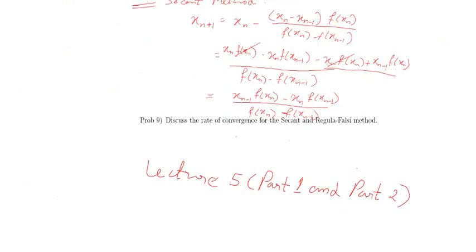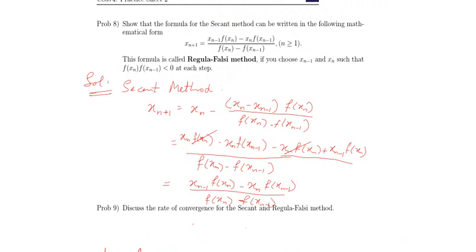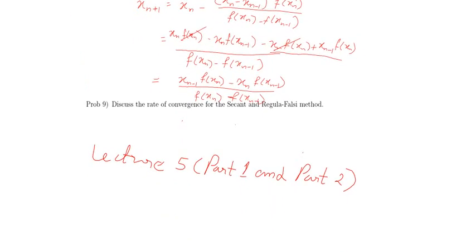In problem number 8, you have to just rewrite the secant method and you will obtain the method, so there is nothing to discuss here. For problem number 9, you have to discuss the rate of convergence for the secant and Regula-Falsi methods. You can see lecture number 5, part 1 and part 2, where it has already been discussed, because the secant and Regula-Falsi methods are similar, only the steps are different. Similarly, you apply Taylor series expansion and solve the problem.